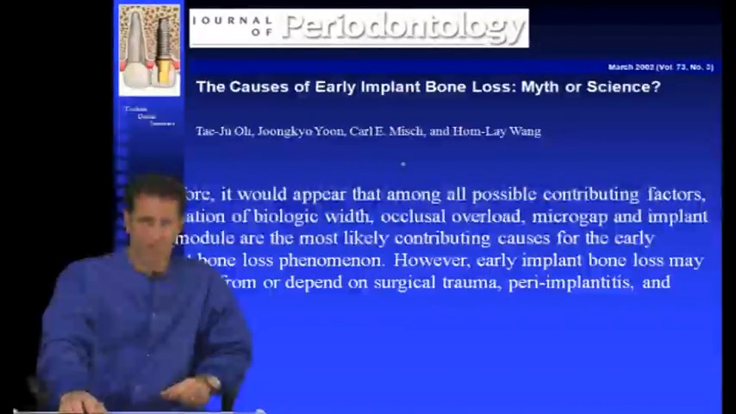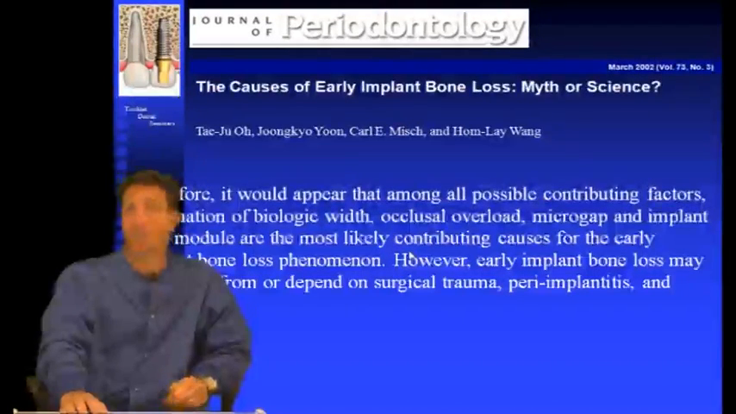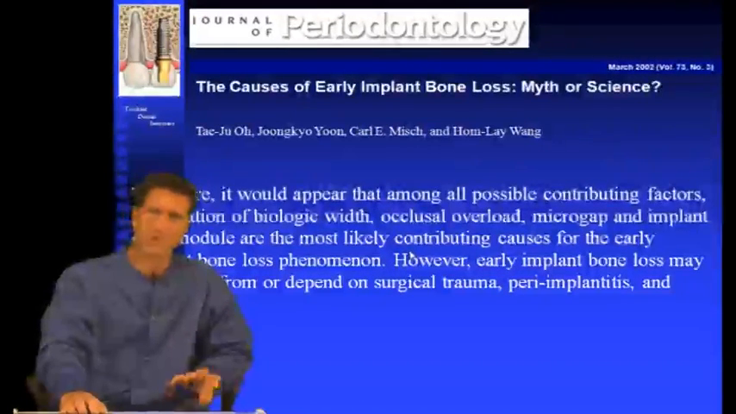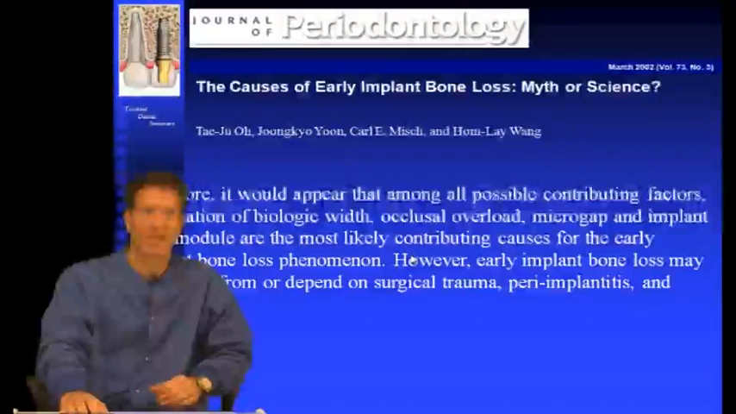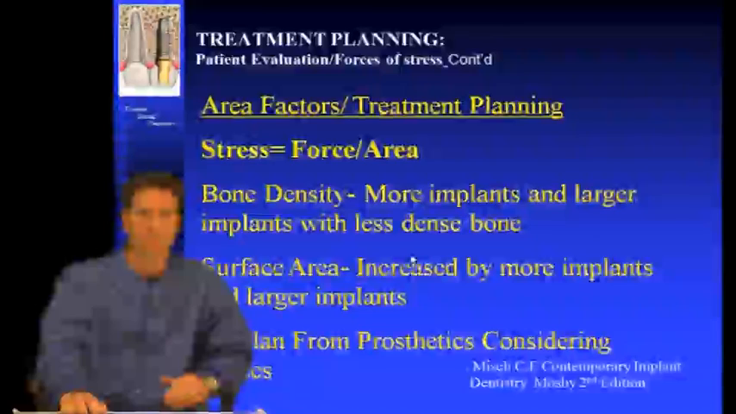According to some of these articles, this one by Mish and Homlei Wang, there's those 3 factors, but really occlusion seems to be the driving factor mostly. And I think if the occlusion is done correctly, meaning there's not too much stress on an implant, and there's ways to do that, which I'll talk about in a minute, you're going to get less of a chance to have this bone loss at that gap.